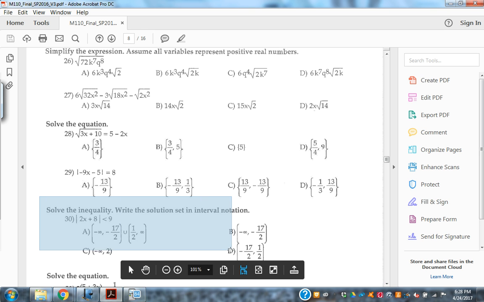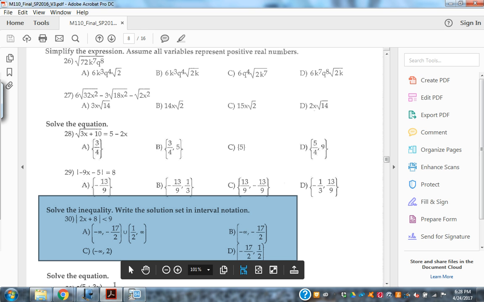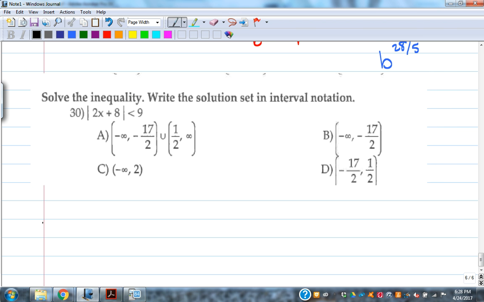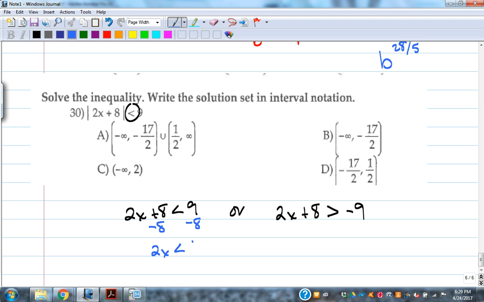Got an absolute value inequality. It's a less than symbol, so that means it's an OR problem. So I have 2x plus 8 is less than 9, or 2x plus 8 is greater than -9. No equal to mark on that. And then I'm solving each of those individually. 2x is less than 1. X is less than 1/2.